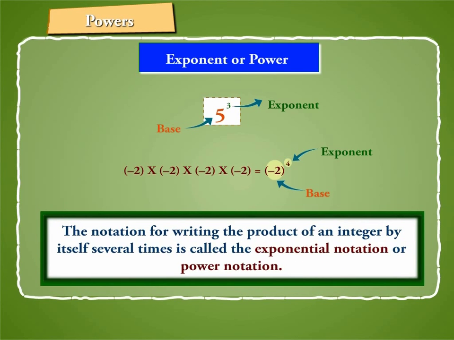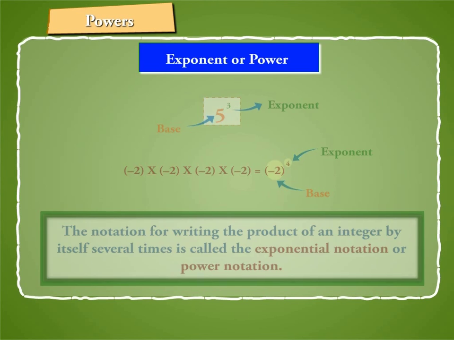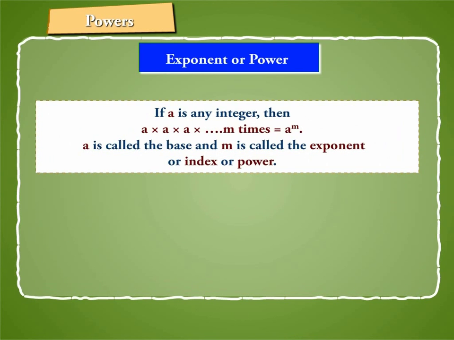The notation for writing the product of an integer by itself several times is called the exponential notation or power notation. Hence, if a is any integer, then a into a into a into m times is equal to a raised to power m. A is called the base and m is called the exponent or index or power. A into a is equal to a square is known as square of a, and a into a into a is equal to a cube is known as cube of a.